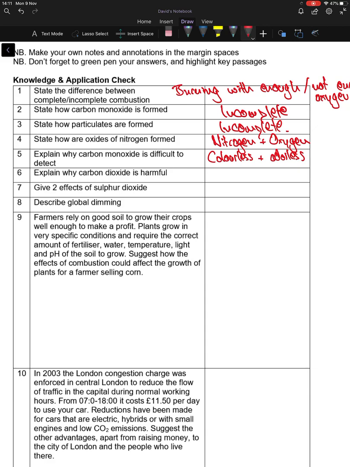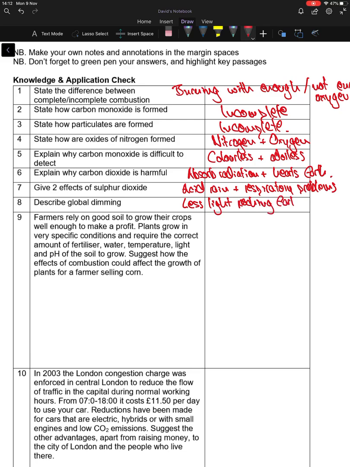So, why is carbon dioxide harmful? Because it can absorb radiation and it heats the earth. Two effects of sulfur dioxide: acid rain and respiratory problems. Global dimming, like turning the lights off, means there is less light reaching the Earth's surface.